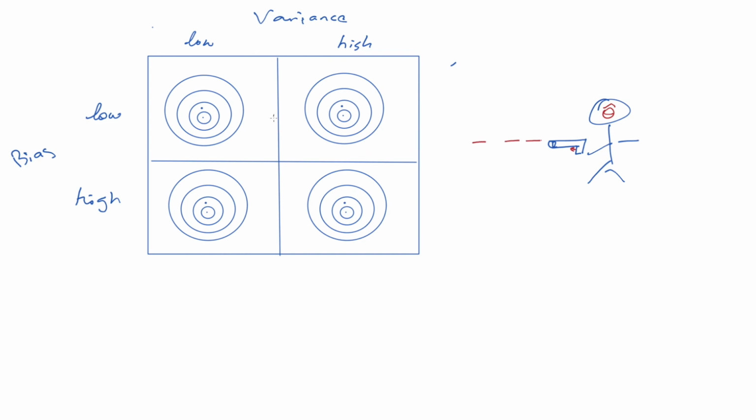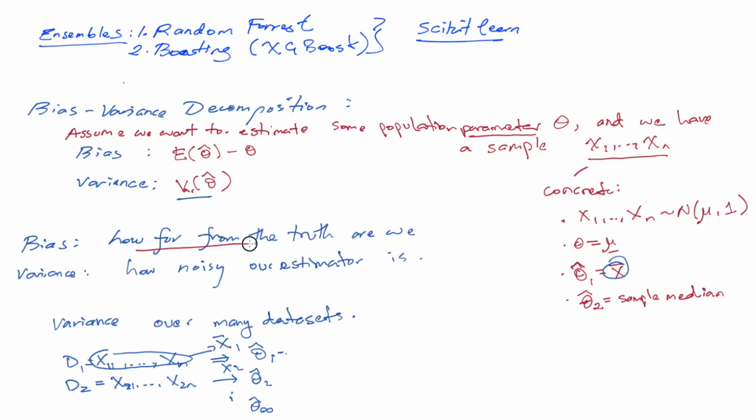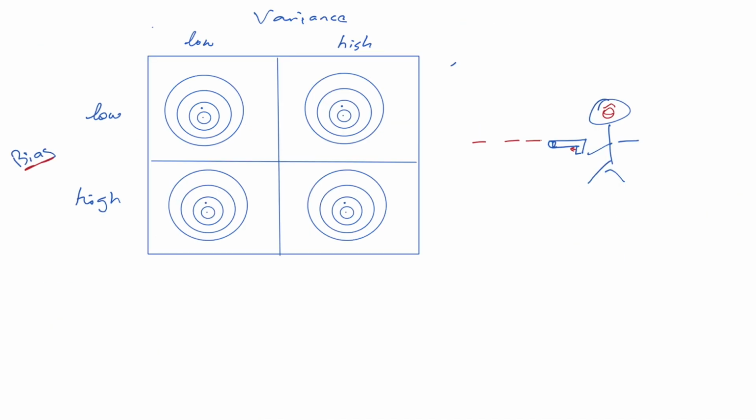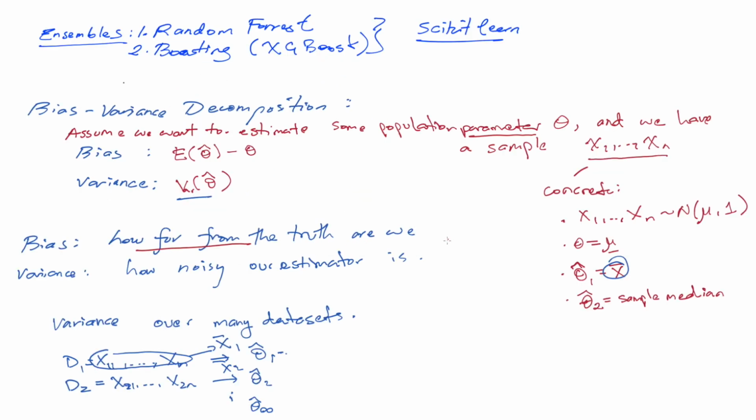Okay, so when it's low bias, from my definition here, bias looks at how far from the truth we are, right? So if it's low bias, it should be close to the truth, and I'm assuming the truth is the center point here. So if it's low bias, it's going to be close to the center. Now, if it's low variance, it's not going to be too spread out. Variance measures how noisy our estimator is, or the spread.